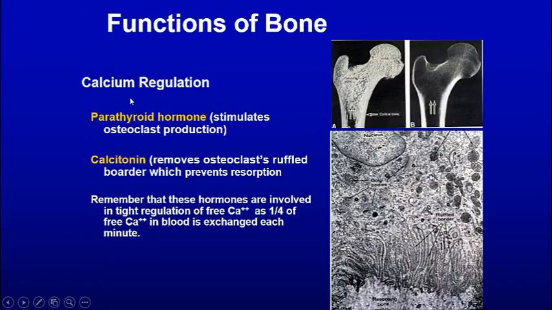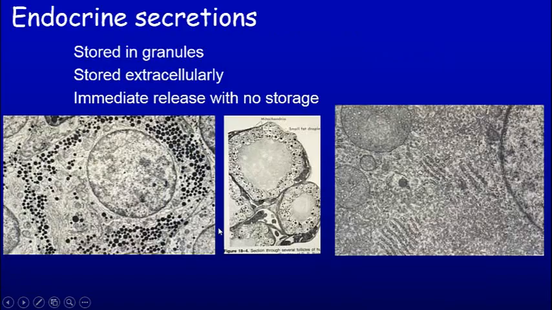So in terms of calcium regulation, the parathyroid hormone stimulates osteoclast production, but calcitonin removes the osteoclast ruffled border. If you see an osteoclast ruffled border right here, it makes a microenvironment that allows it to digest bone. If you pull that ruffled border up, you lose your microenvironment, and that's what calcitonin does.